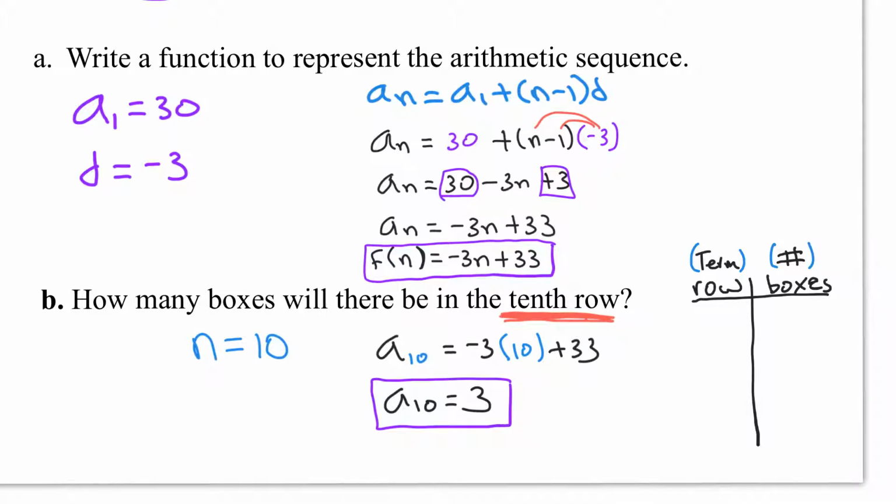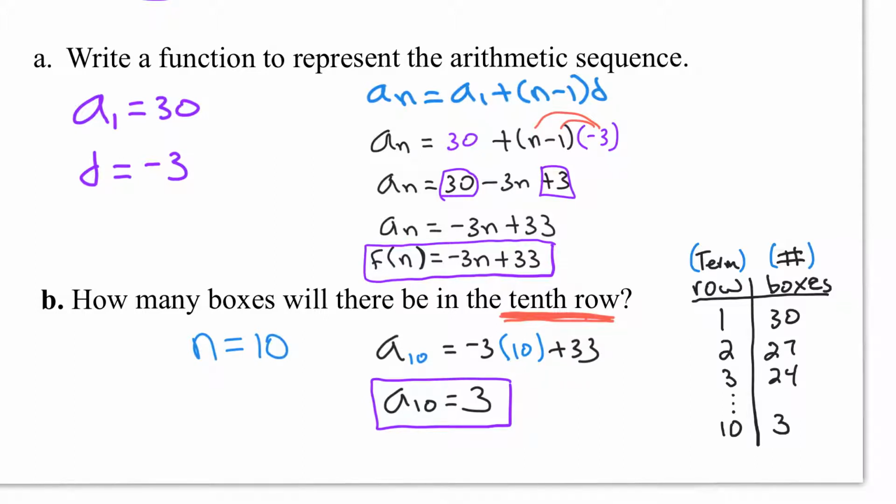So in my first row or my first term, I have 30 boxes. Since I'm subtracting 3, it says there that it's 3 fewer boxes on the next row, the row below. So my second row or my second term is going to be 27. My third row is going to be 24. And then you guys keep going, keep going, keep going. And when you guys get to the 10th row, you will have 3 boxes, only 3.